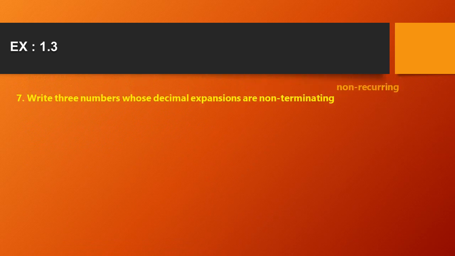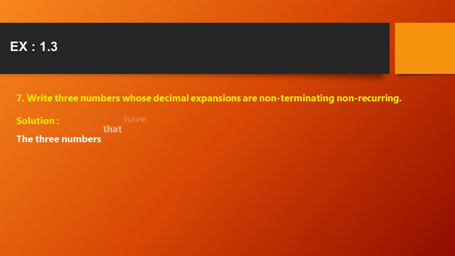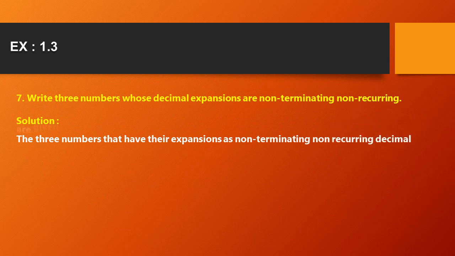Here we can solve the 7th problem in exercise 1.3. Write 3 numbers whose decimal expansions are non-terminating, non-recurring. Students, we know that the decimal expansion of an irrational number is non-terminating, non-recurring. That is, the decimal expansion contains infinitely many digits and never repeats.